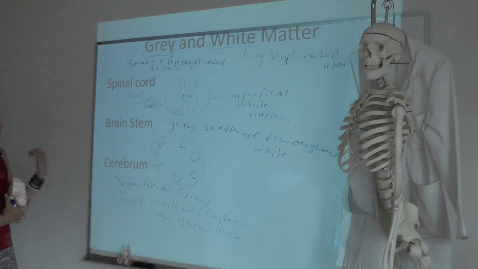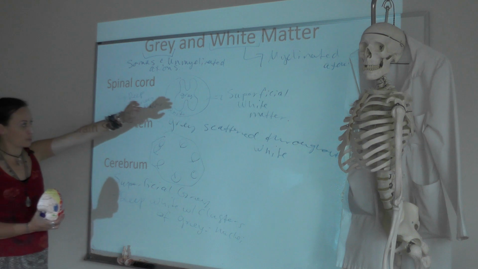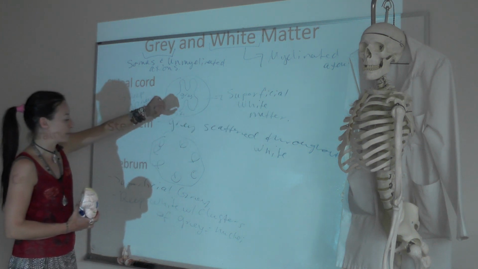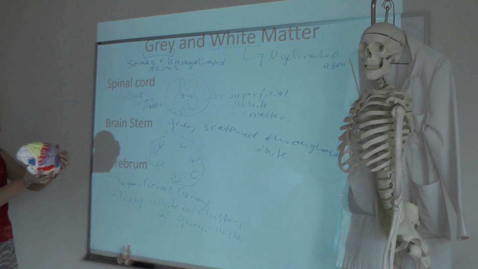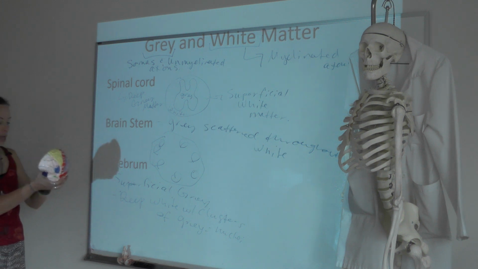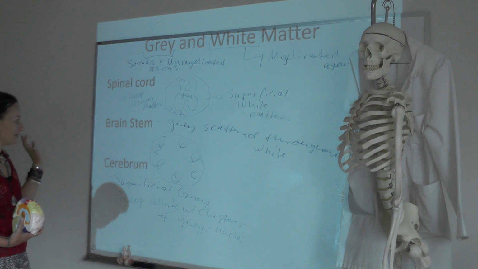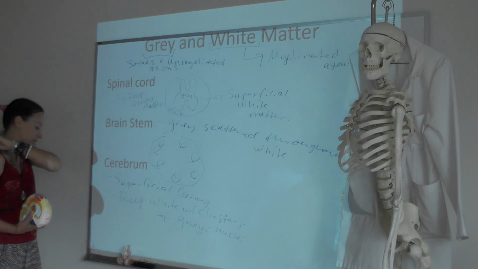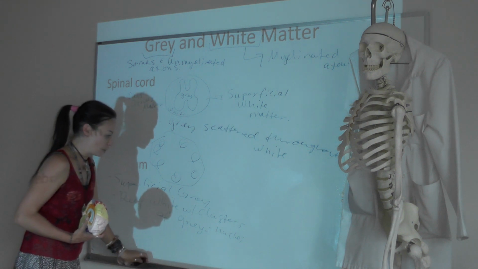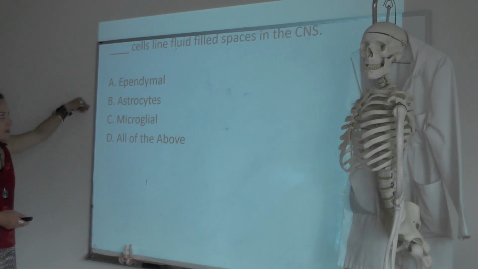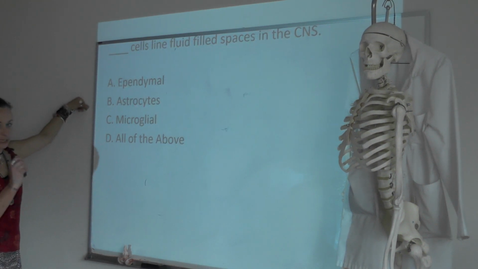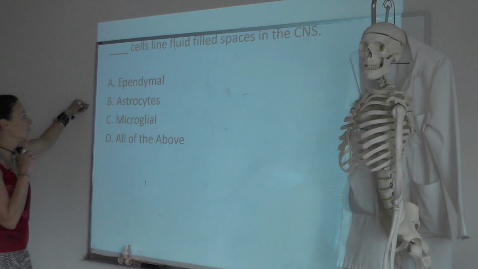Okay, so that's the distribution of gray and white matter. It flips. In the spinal cord, we have superficial white matter and deep gray matter. When we get all the way to the cerebrum, we have superficial gray matter and deep white matter. We will talk more about all of this as we move throughout the system. So that's that. Ependymal cells line fluid-filled spaces in the central nervous system.